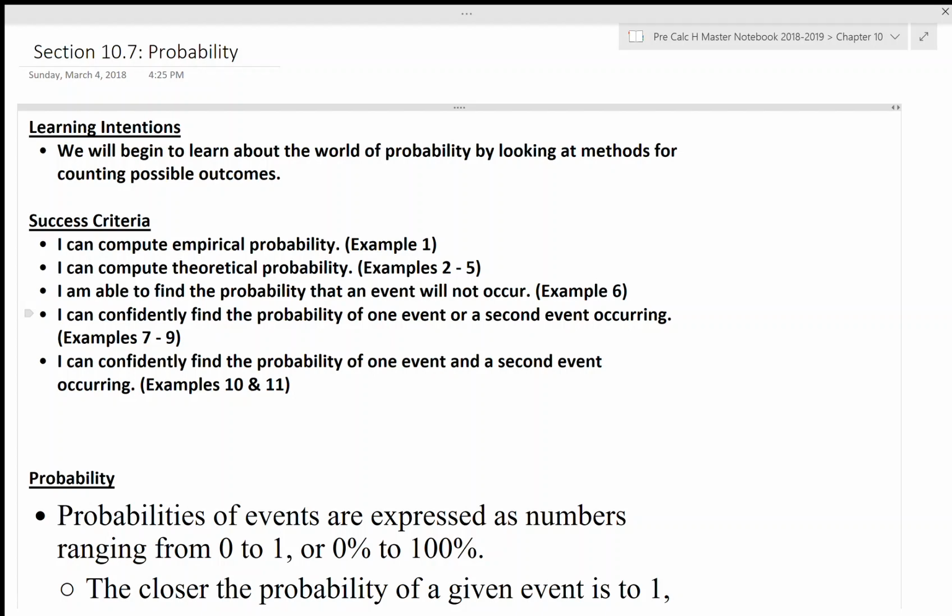I can compute empirical probability. I can compute theoretical probability. I'm able to find the probability that an event will not occur. I can confidently find the probability of one event or a second event occurring, and I can confidently find the probability of one event and a second event occurring.